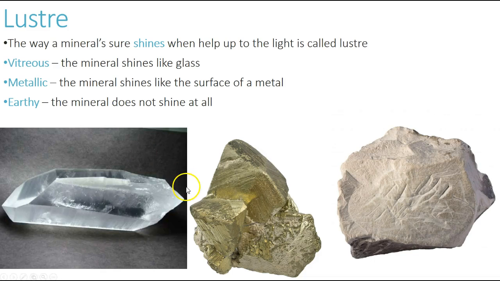A lot of your sulfides will shine like metal. For example, I've got pyrite here that will shine like metal. And the last example that I've got here is what we call an earthy luster, which means it doesn't shine at all. It's very dull. The example that I've got here is kaolinite.